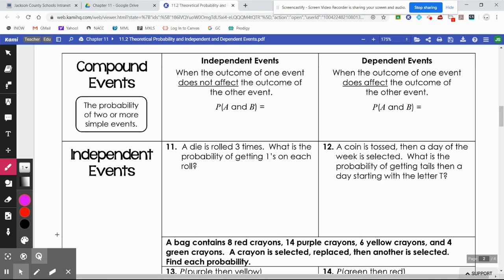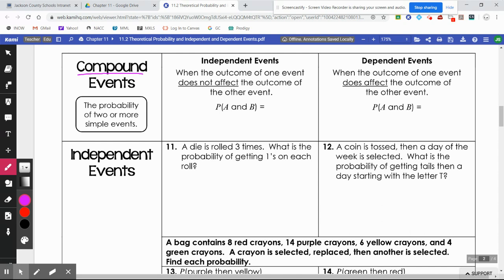Okay, now we're going to be talking about compound events. And the word compound events is just like a compound sentence, which we know is 2 sentences joined with a conjunction. This would be 2 different events or multiple events. It could be 2 or more. So the probability of 2 or more simple events occurring.